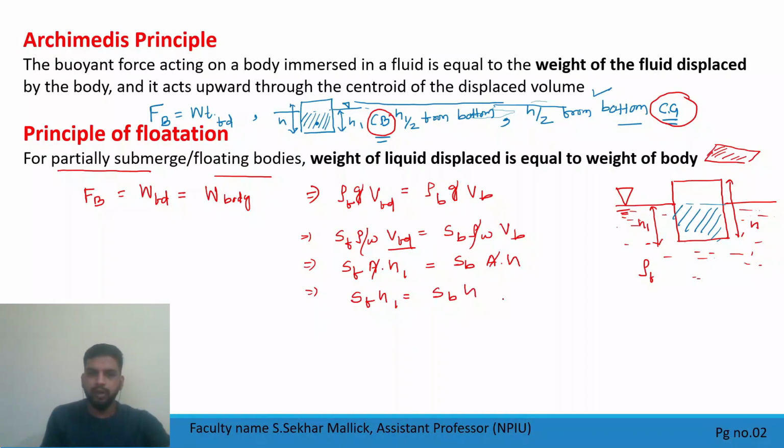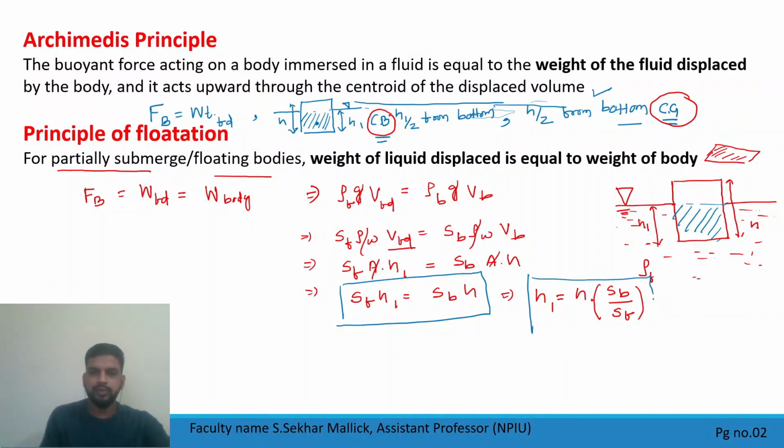So for a floating body, remember this. This is valid for a floating body. This will be very much helpful in finding the height of submergence for a fluid. So H1, the height of submergence, कितना height डूबेगा, ये यहाँ से हम पता कर लेंगे. कितना height डूबेगा देख लो. H1 equal to H into SB divided by SF. Let's put this in a box. So height of submergence equal to height into SB divided by SF.